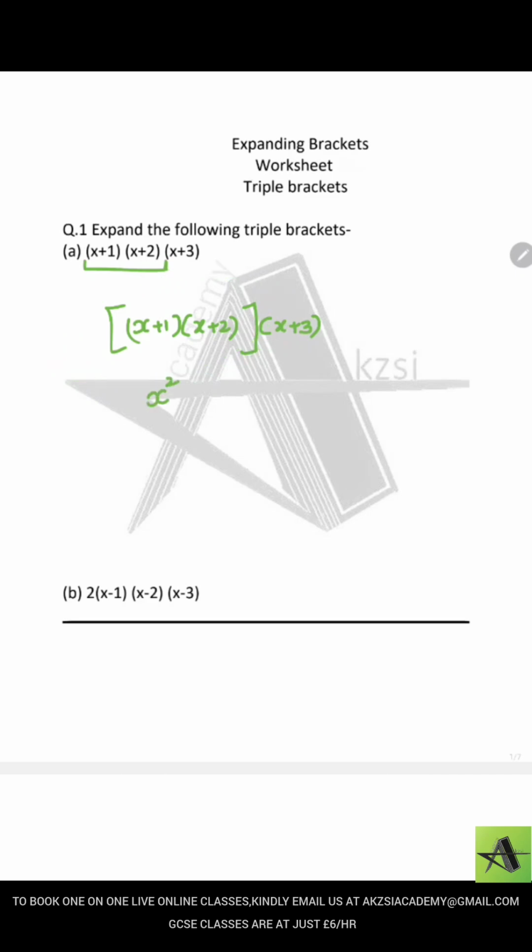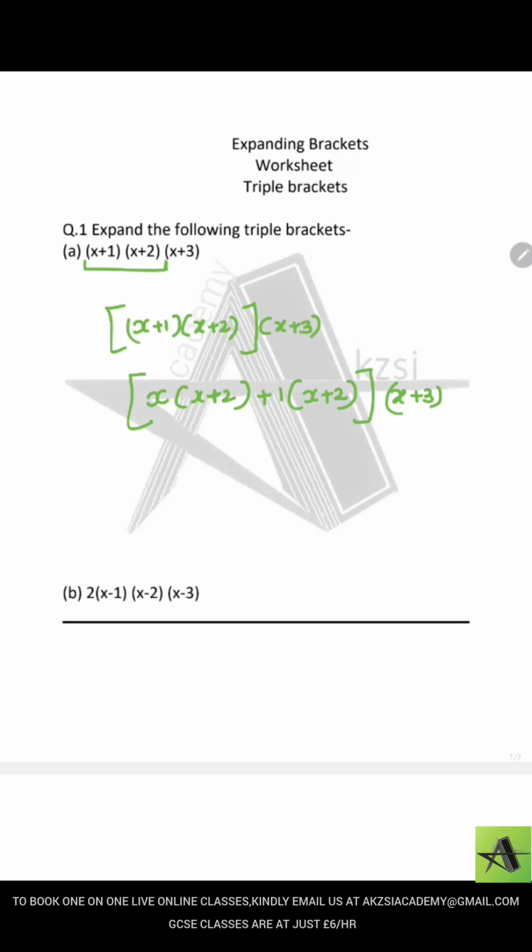So how do we solve these double brackets? You have to multiply every term of the first bracket with every term of the second bracket. So I am doing x times x plus 2, that is the first term of the first bracket. I am multiplying with the second bracket, plus 1 times x plus 2. This whole will be in the big bracket, x plus 3.